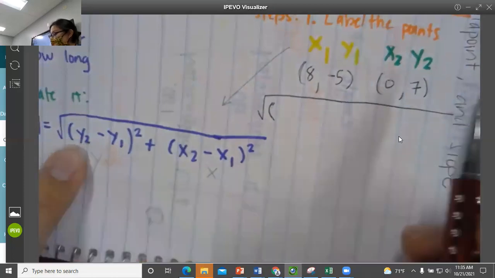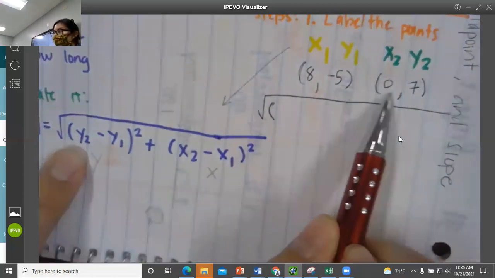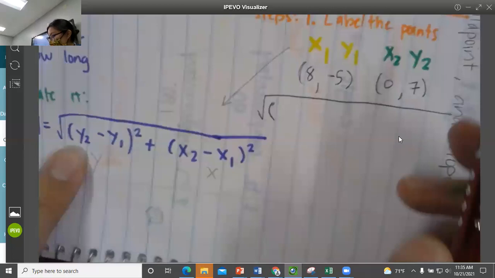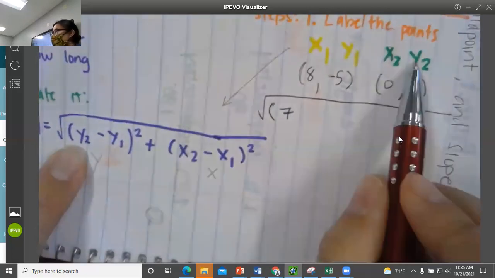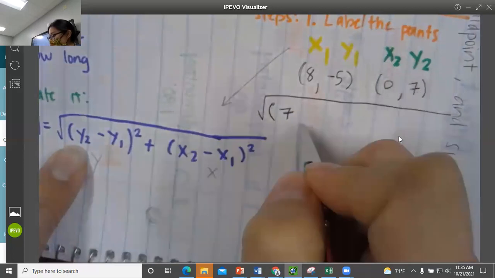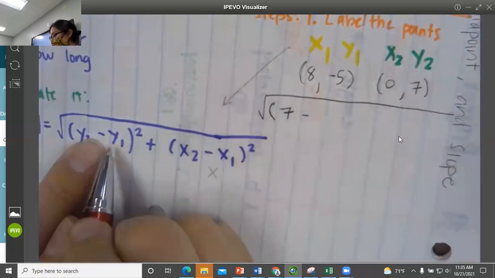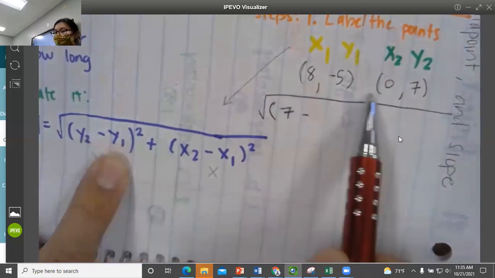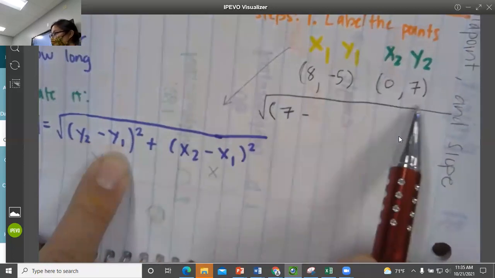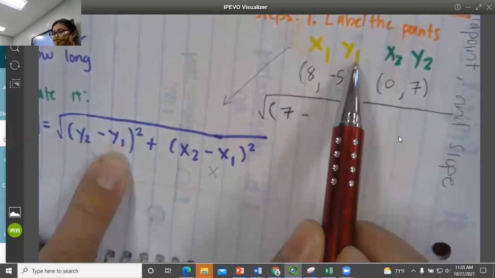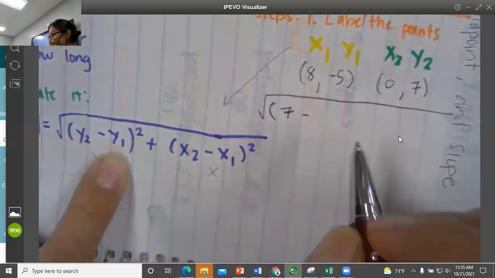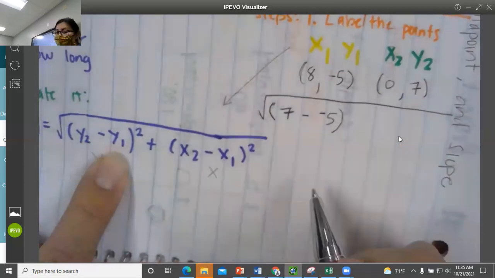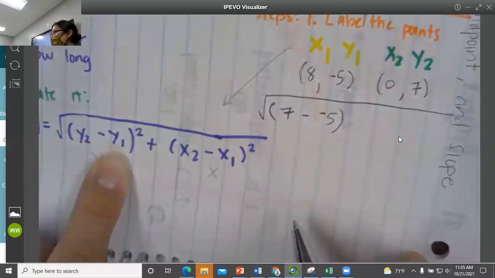Can you tell me, Kayla, which one's Y2? Yeah, so put 7. You just copy, that's why we label it, so we know what's Y2. Minus, because the formula says minus. Then it says Y1. Can you tell me which one Y1 is? It's not 5. It's -5. And it really, really matters.